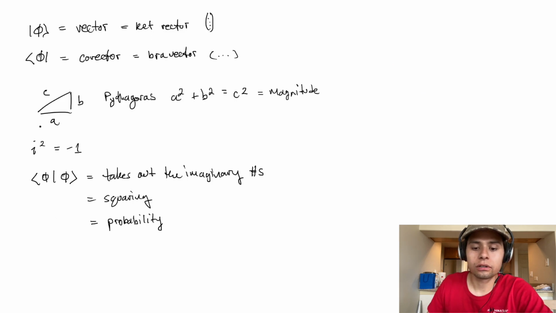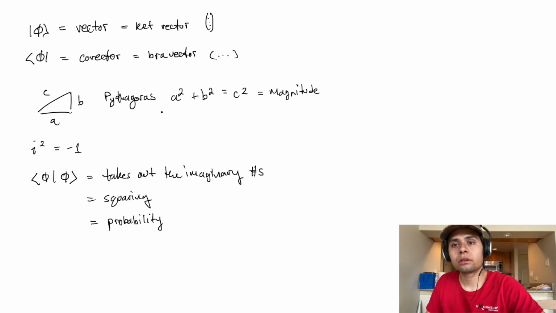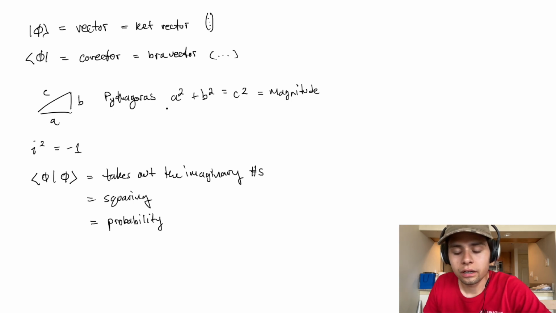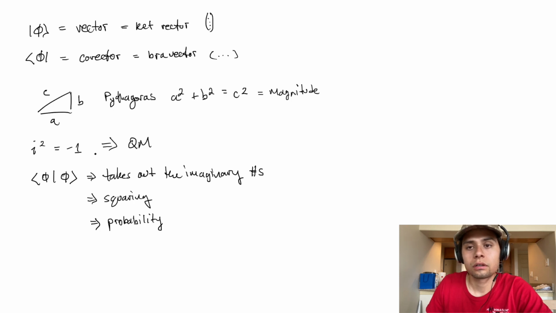And then we went over squaring and why squaring is important in physics, and especially why it's important in quantum mechanics. This here, I'll put arrows right here. This here is quantum mechanics, because again we have i's in quantum mechanics, and we'll see why we have i's in quantum mechanics, and especially why we have i's in quantum field theory later.